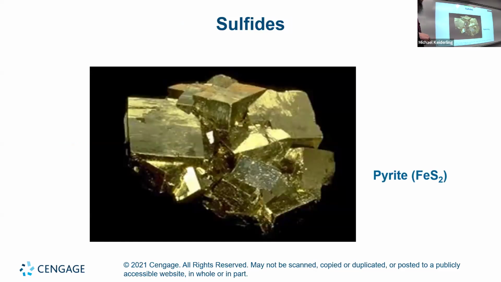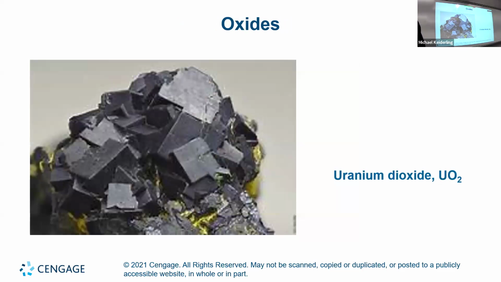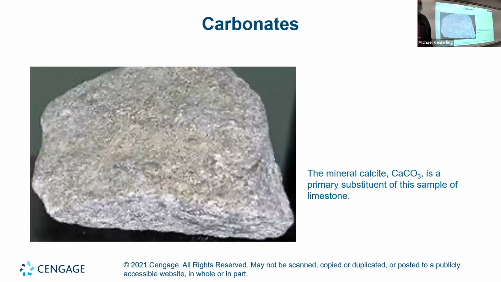Right. Here's some sulfide. This is pyrite, which is iron sulfide. It's yellow and shiny like gold, but it is very much not gold. Here's uranium dioxide. This is the primary ore of uranium. It's actually also what they use in nuclear power plants. You don't actually need to make uranium metal for a nuclear power plant. So they actually leave it as a uranium oxide because it's easier to work with. And here's carbonates. This is calcite, the primary component of limestone.